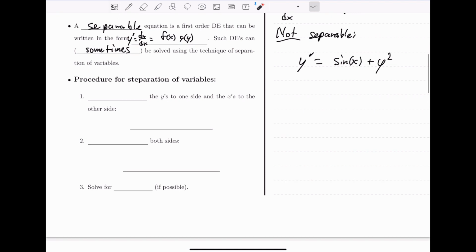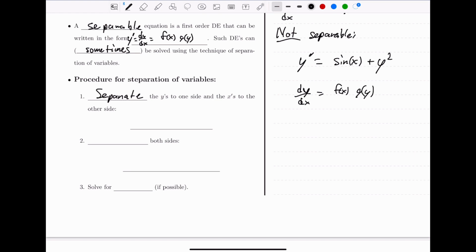The first thing to do is to separate the two variables. So we separate the y's to one side and the x's to the other. Here's the general form for a separable equation: dy over dx equals some function of x times some function of y.